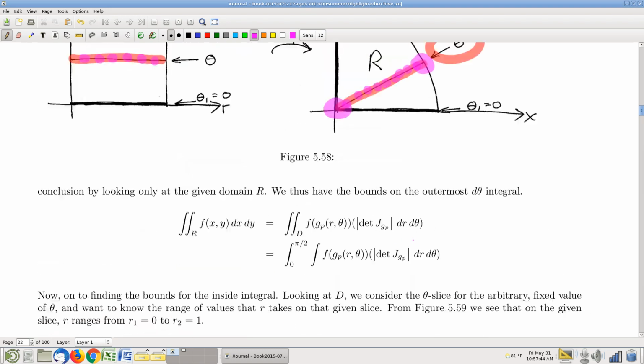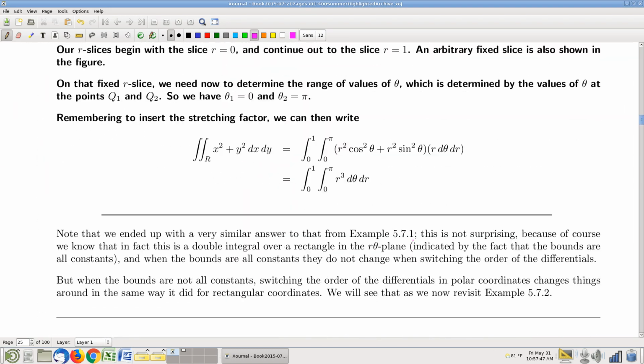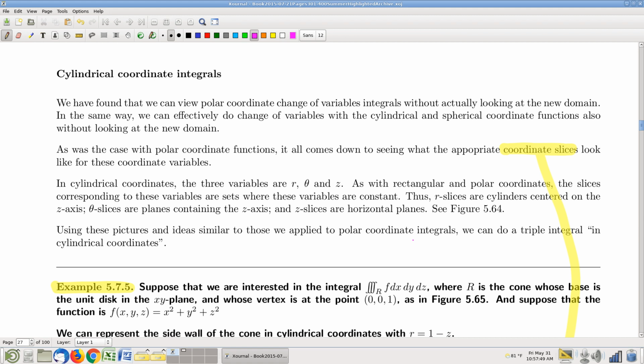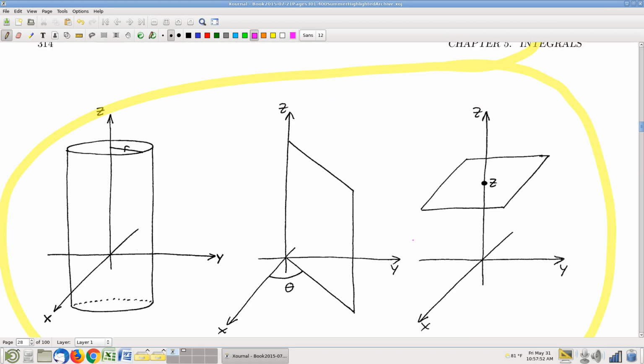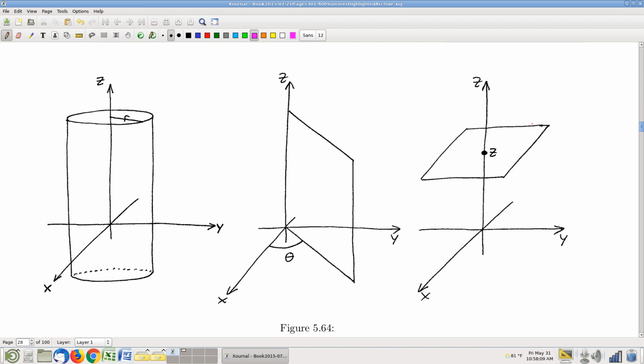Okay, so let's go to cylindrical coordinates. Here's what the slices look like. Now, in polar coordinates, theta slices, constant value of theta, were just rays emanating out of the origin. That's what a theta slice looks like in the xy plane. Here's what cylindrical slices look like in 3 space. What you might call an R slice. Keep in mind, a slice means a constant value of that variable. So here's what an R slice looks like.